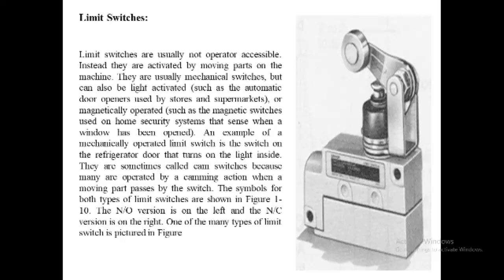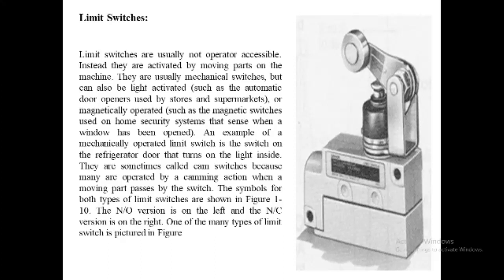They are usually mechanical switches but can also be light activated, such as the automatic door opener used by stores or supermarkets, or magnetically operated, such as the magnetic switches used on home security systems that sense when a window has been opened. For example, a mechanically operated switch or limit switch is the switch on the refrigerator door that turns on the light inside. They are sometimes called cam switches because many of them are operated by a camming action when a moving part passes by the switch.